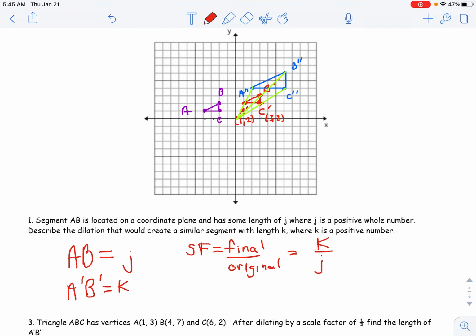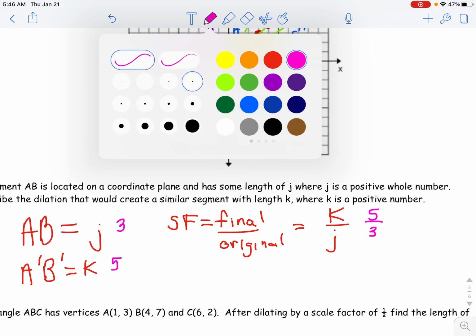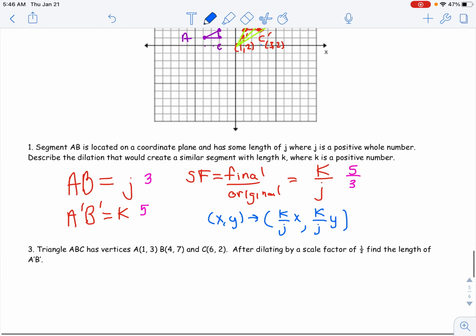And really, that's it. Kind of goofy, kind of quirky, kind of abstract, but just a bunch of general numbers. If you have some length j, you want to make it k, we just multiply by k over j. And then just to think about it in other terms, what if this was 3 and that was 5? What would the scale factor be? 5/3. And that's all you really got to do for that one. So even if you wanted to put it in coordinate notation, it'd be k over j x, k over j y. And I saw a problem like this on the AIR test, so that's why we have this right here.